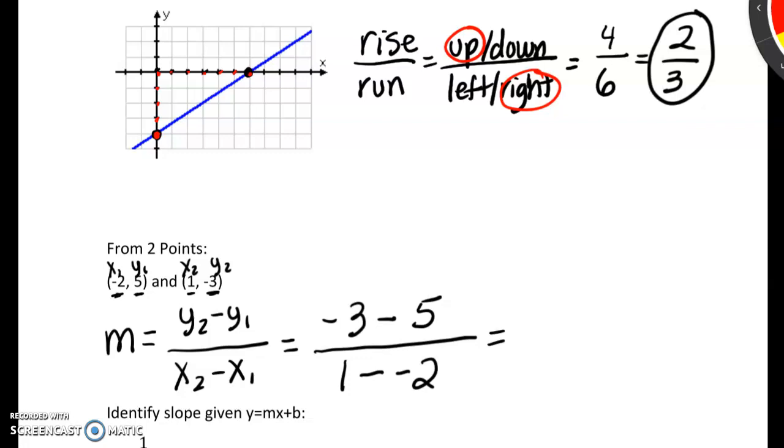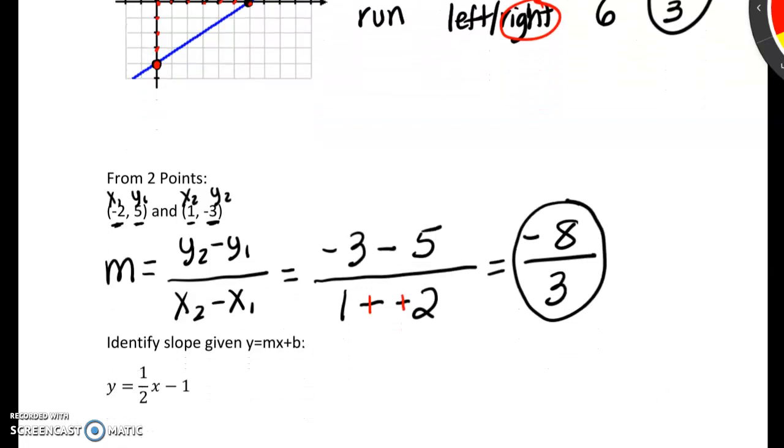And when I do that, negative 3 minus 5 gives me negative 8. And then if I subtract a negative, remember that means I'm adding. So 1 plus 2 gives me 3. So my slope is negative 8 over 3.